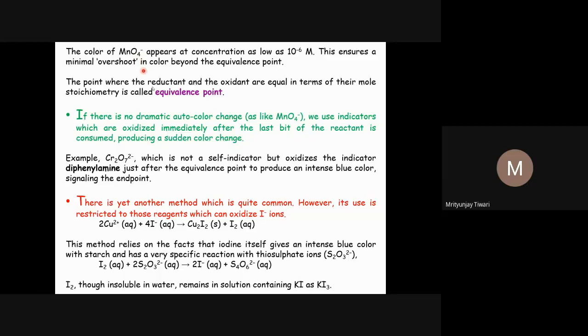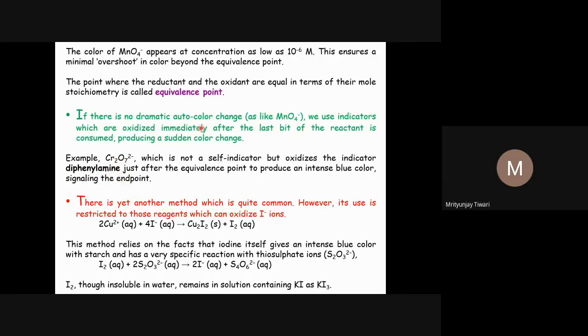But suppose dichromate ions are there. Dichromate ion is not a self indicator, not an auto indicator. As soon as dichromate is in excess, and the previous reactant is already consumed, dichromate will react with the indicator. With a very slight addition of dichromate, it oxidizes the indicator, and the indicator will show a certain color. The indicator usually used with dichromate is diphenylamine.